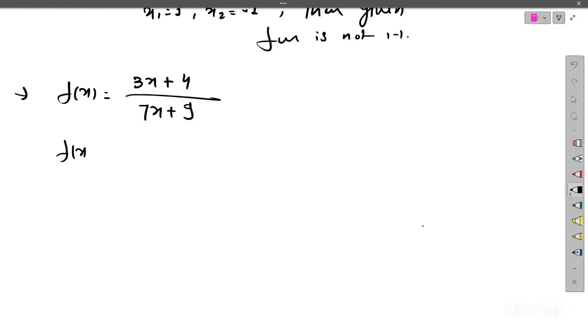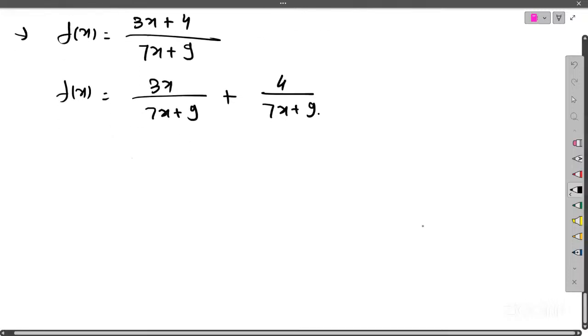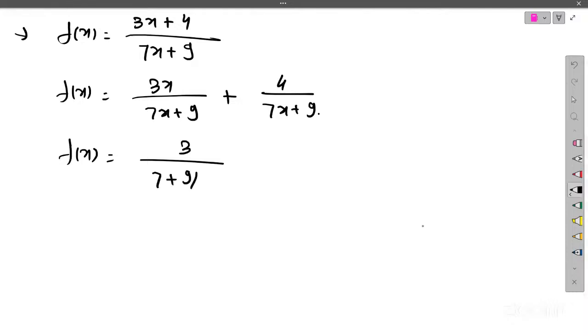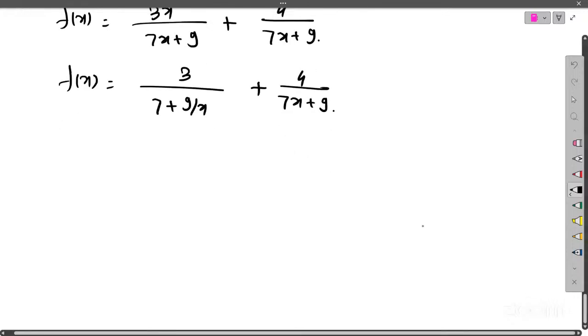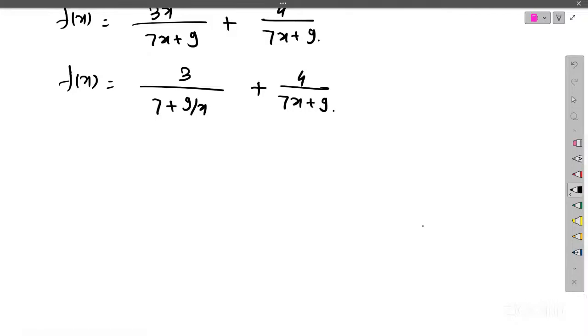Suppose I try to break it down. I'll take 3x upon (7x plus 9) and then plus 4 upon (7x plus 9). Then I try to further break it down. Suppose I say that f of x is 3 upon (7 plus 9 by x) plus 4 upon (7x plus 9). I want to separate x in such a way that I can work with only x.